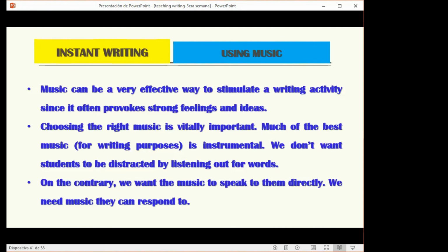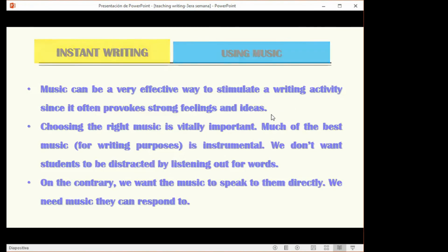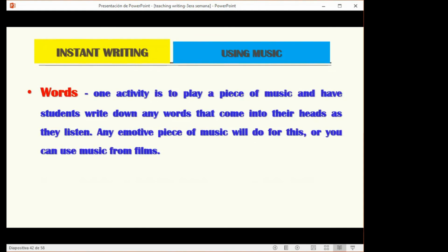The lyrics are distracting. Some kinds you could use with lyrics, but maybe not too many lyrics, right? More music, and they can respond to this music. But here the piece of advice is to use instrumental music. Words: one activity is to play a piece of music and have students write out any words that come into their heads as they listen. Any emotive piece of music will do for this. Or you can use music from films, the famous soundtracks.